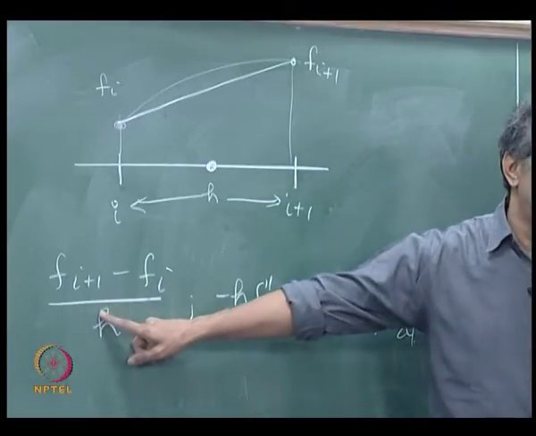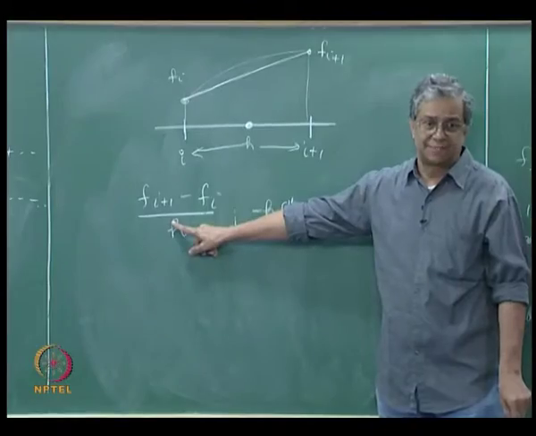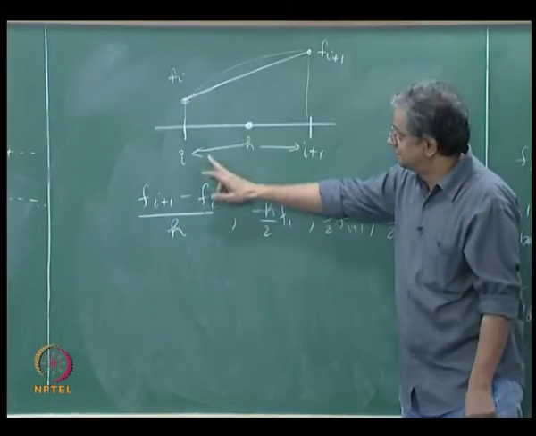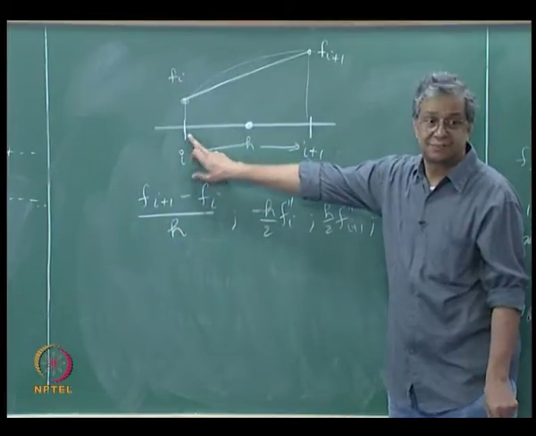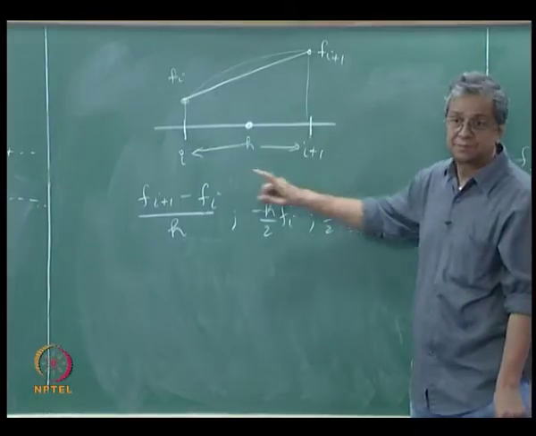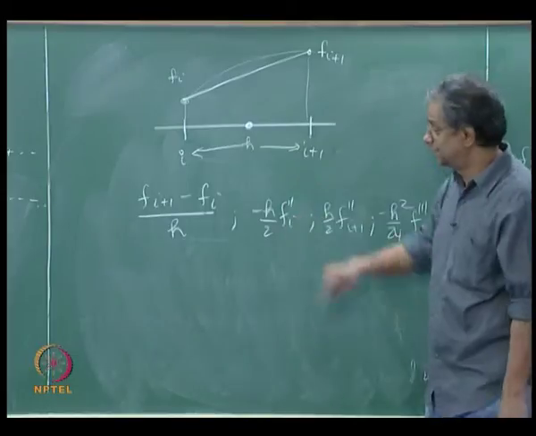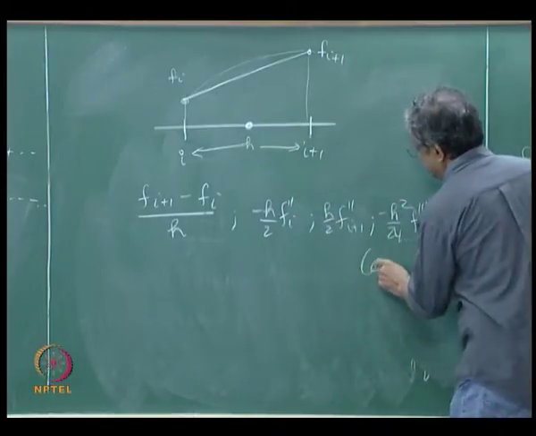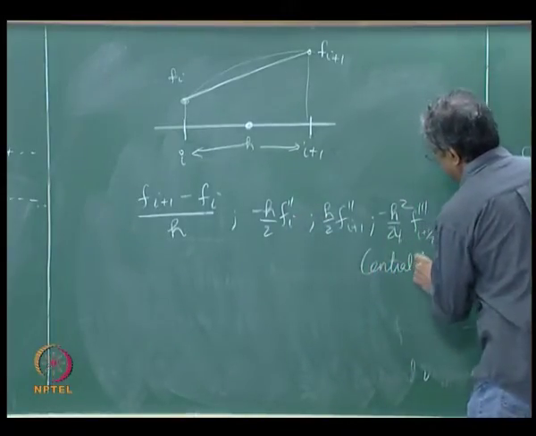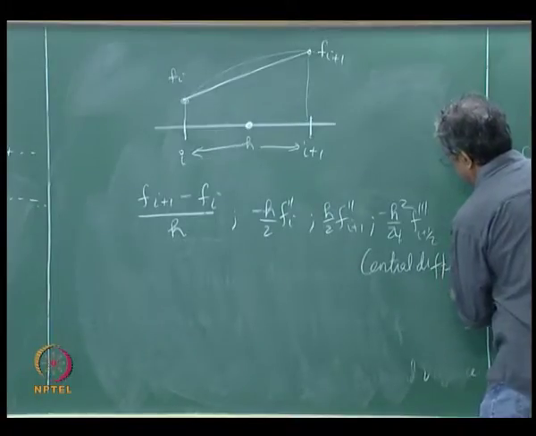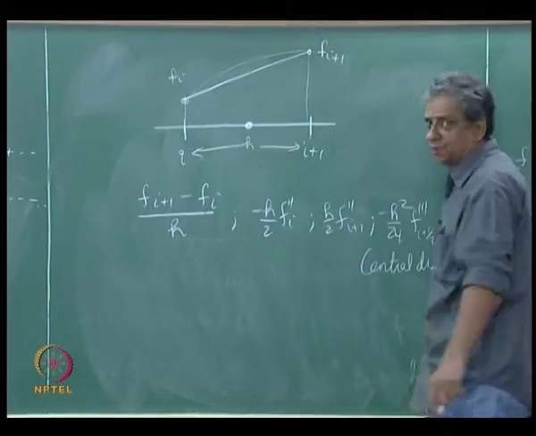The same number is a first order approximation there, forward difference, backward difference. This is called central difference. So central difference, the same number, is a better approximation.